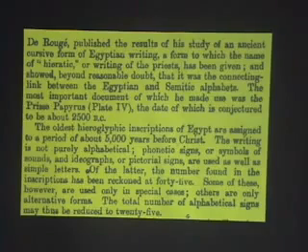Desroches published the results of his study of an ancient cursive form of Egyptian writing, a form to which the name of hieratic, or writing of the priest, has been given, and showed beyond reasonable doubt that it was the connecting link between the Egyptian and Semitic alphabet. The most important document of which he made use was the Prisse Papyrus, plate 4. I got that plate in the helps. The date of which is conjectured to be about 2500 BCE.